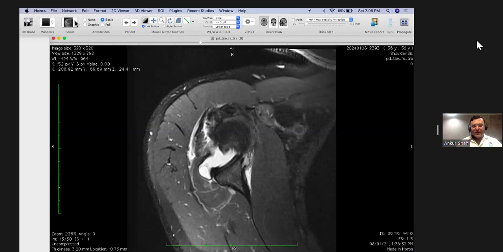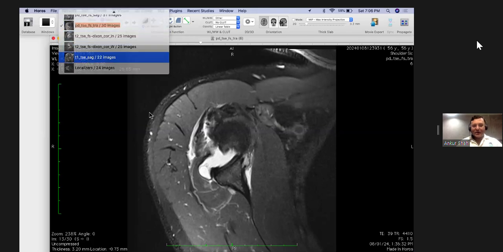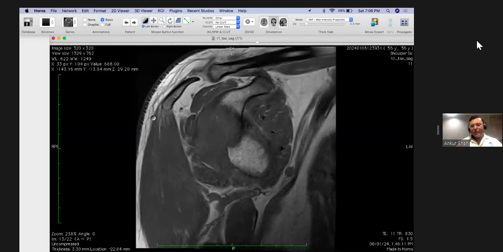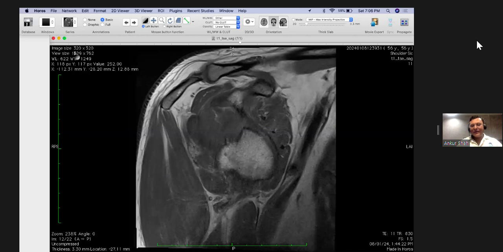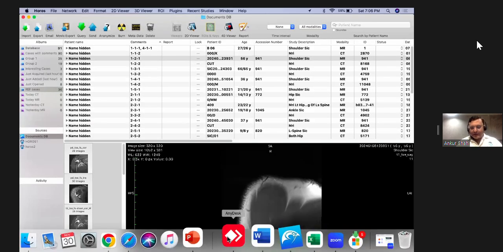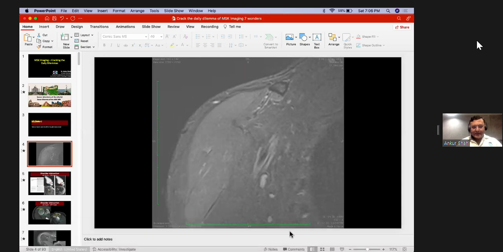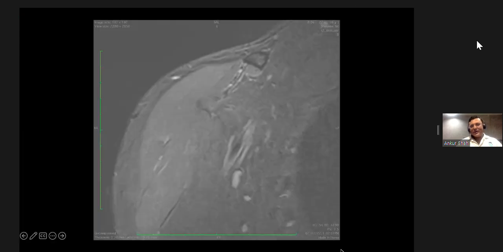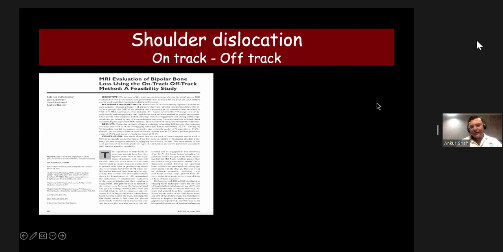Most of the times what you will see is the changes will be very subtle, and you might have to look very carefully to identify those changes. The second important thing, as soon as you find those Hill-Sachs and Bankart, is to give the surgeon more detail, because now they are not satisfied by just your diagnosis of Hill-Sachs and Bankart.